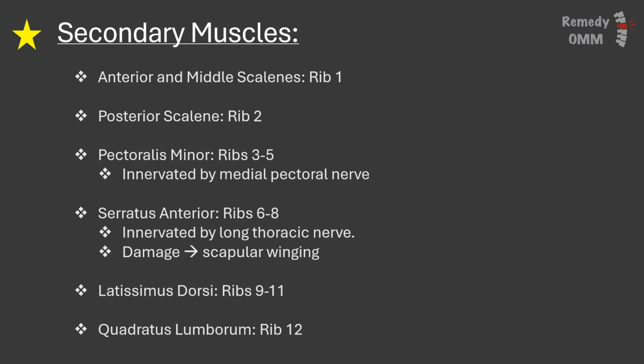The latissimus dorsi attaches to the ribs 9 through 11, while the quadratus lumborum attaches to rib 12. It may seem like a lot at first, but with repetition it will become easy. Again, a very high-yield topic that I highly recommend you memorize.